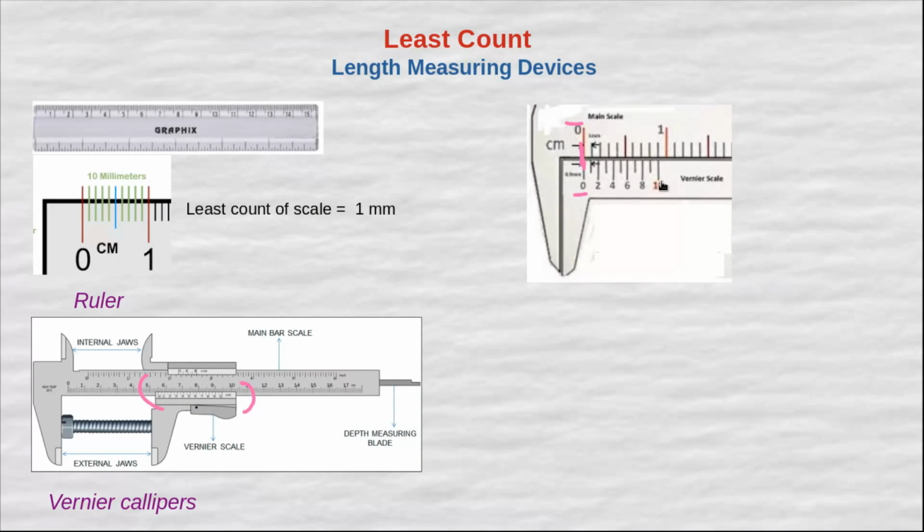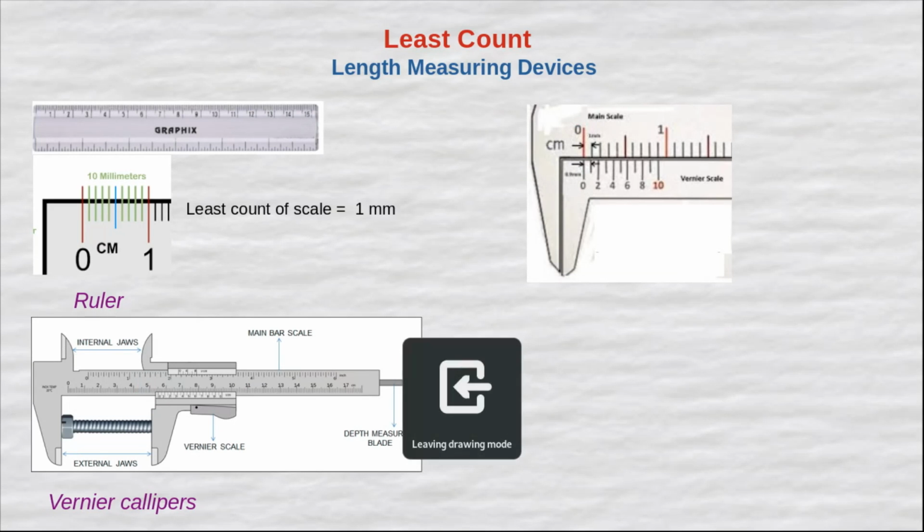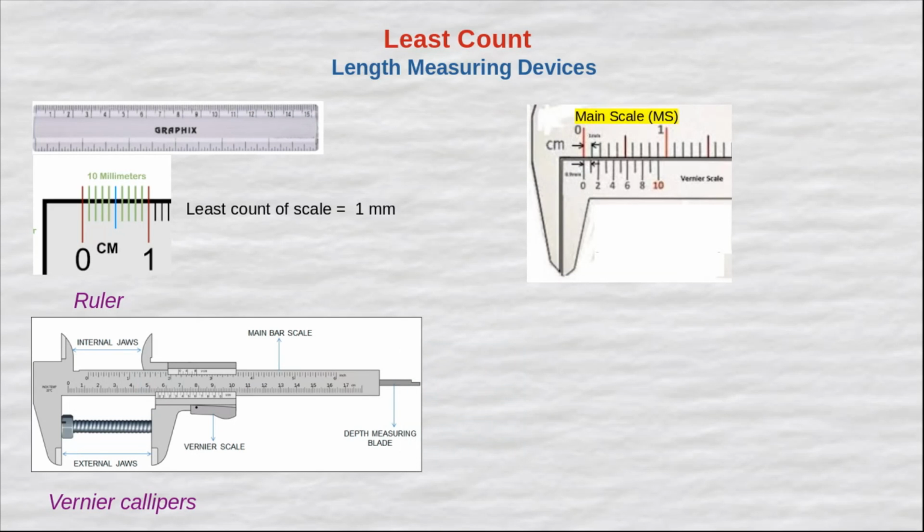And here you can see, this is the main scale and this is the vernier scale. The 10 divisions of the vernier scale are equal to 9 divisions of the main scale. Here you can count 1, 2, 3, 4, 5, 6, 7, 8, 9, and here there are 10 divisions of the vernier scale. They are matched together.